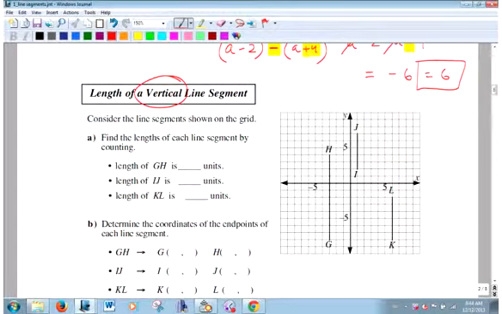We went from horizontal to vertical. Some differences, of course, because now it's not horizontal, it's vertical, but some similarities. Let's just do GH, okay? How long is this sucker? If you got a picture of it, you're probably just going to count. 1, 2, 3, 4, 5, 6, 7, 8, 9, 10, 11, 12 units long.